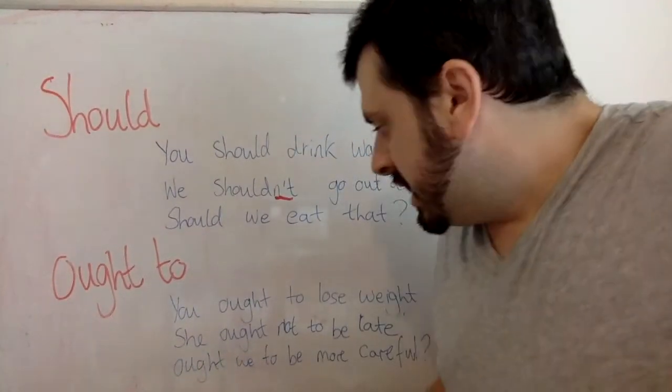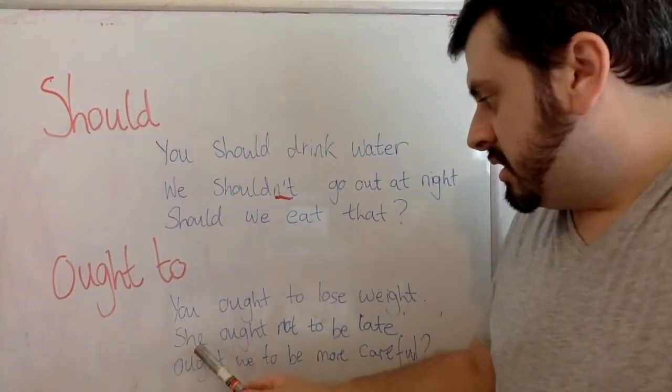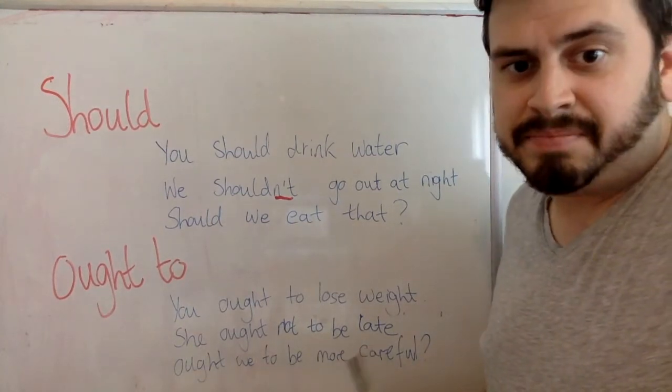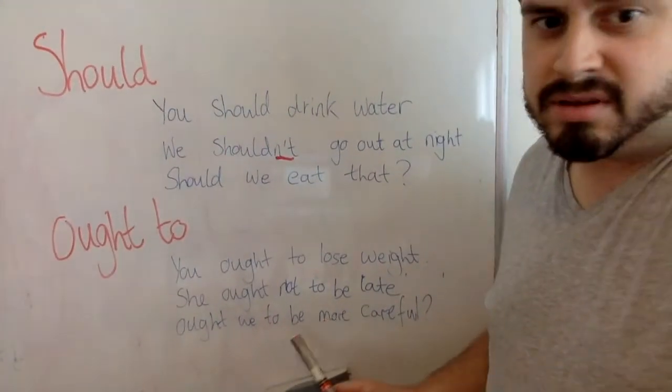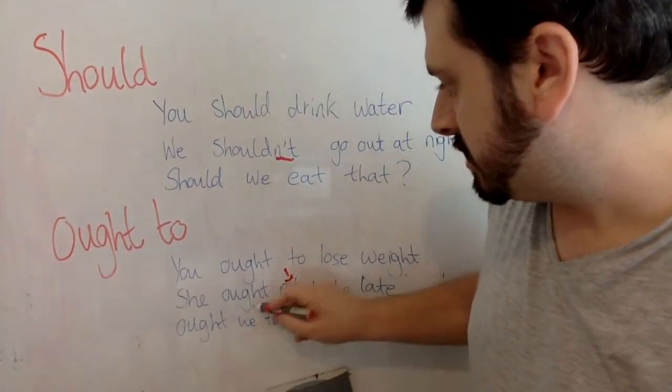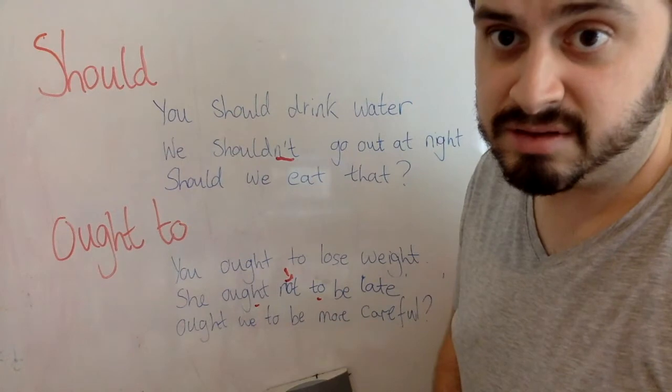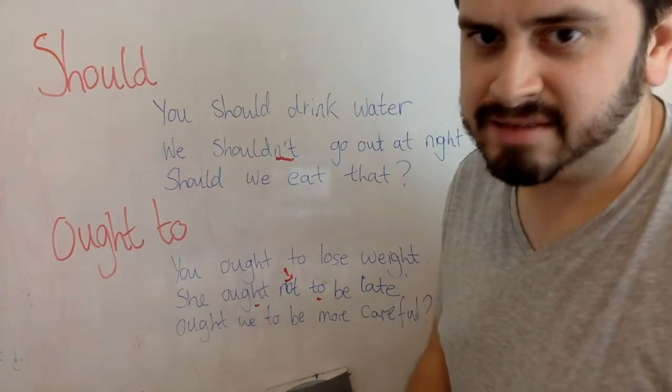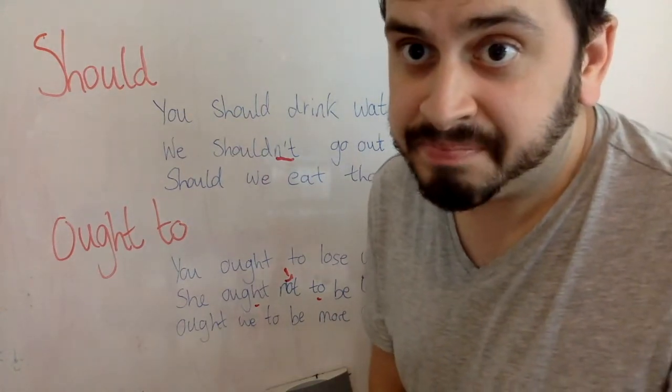Don't say it. And then the negative, she ought not to be late. Don't know if you can see that very well, but she ought not to be late. The not is just positioned between the ought and the to. Yeah, you see that? She ought not to be late. She ought to be on time.